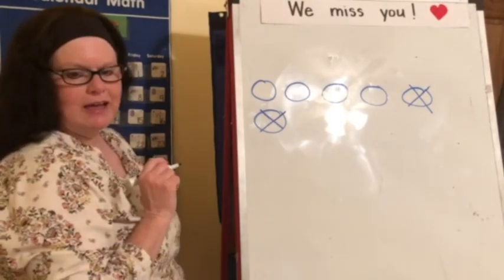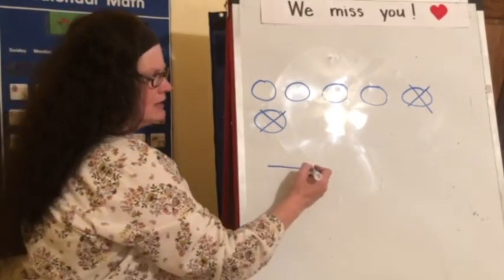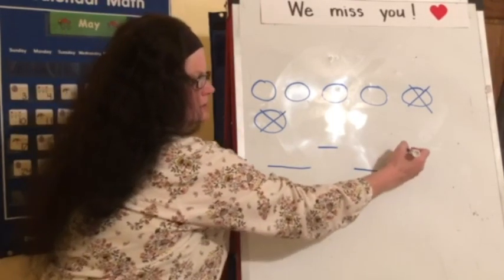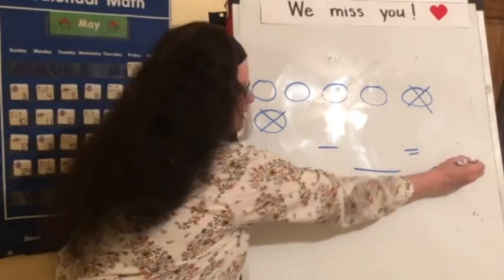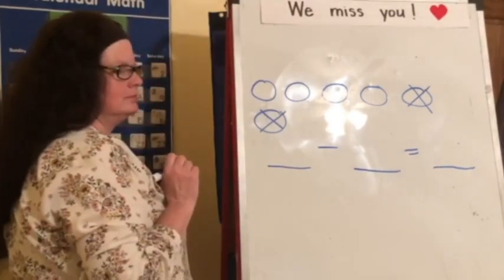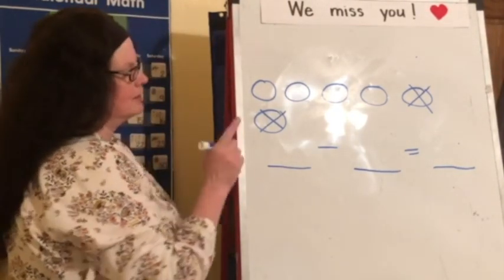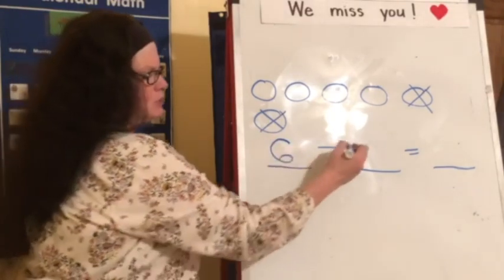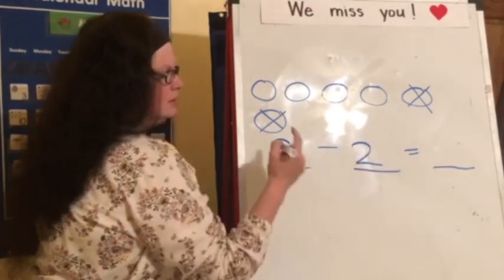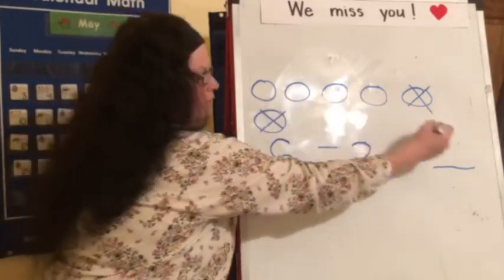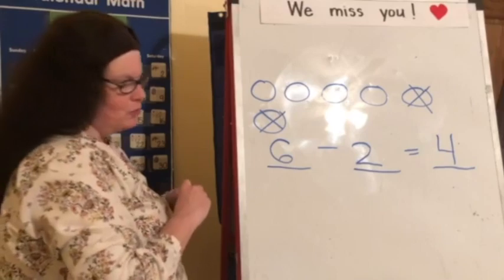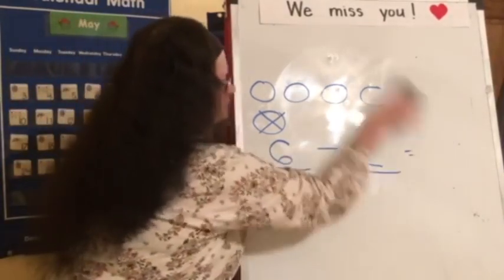Can you write me that number sentence? How many did I start with? Minus how many did I cross out? Equals how many are left? We started with 6. Minus, we crossed out 2. Equals 1, 2, 3, 4 we have left. Great job. All right, we're going to try a couple more together.